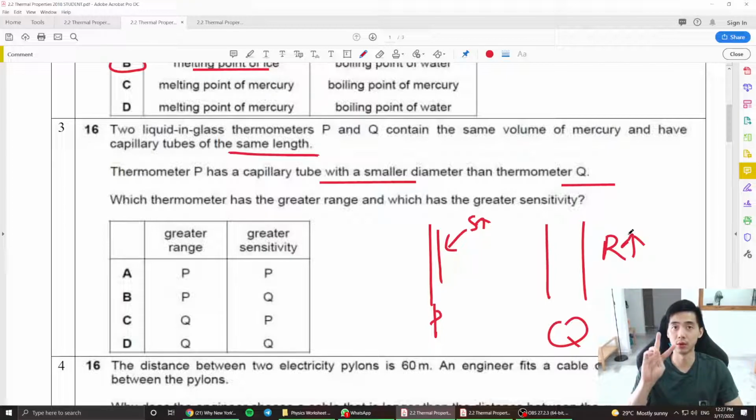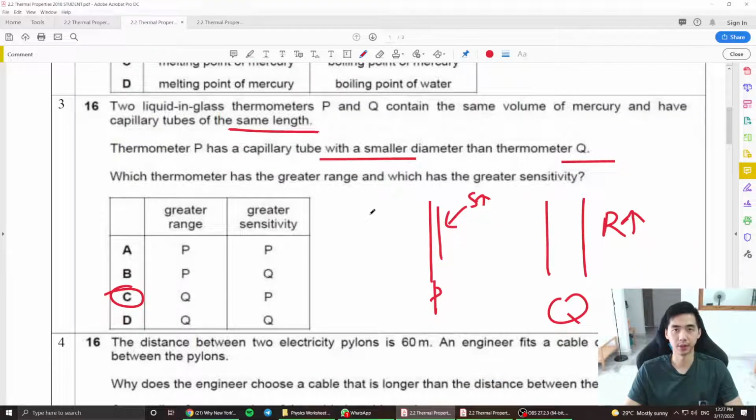Because sensitivity and range are always opposite. If you improve the sensitivity, you will forego the range. If you improve the range, you're going to forego the sensitivity. So look at here, greater sensitivity is obviously the one that is P, and greater range is obviously the one that is Q. So C is definitely going to be the answer here, guys.